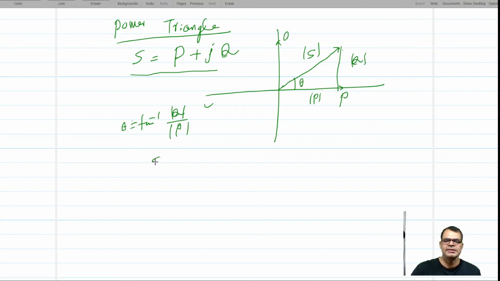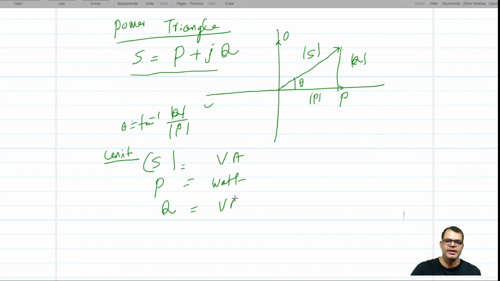The unit of complex power is the volt ampere. The unit of power, that is average power, is watt, and the unit of reactive power is the var, volt ampere reactive. Clear?